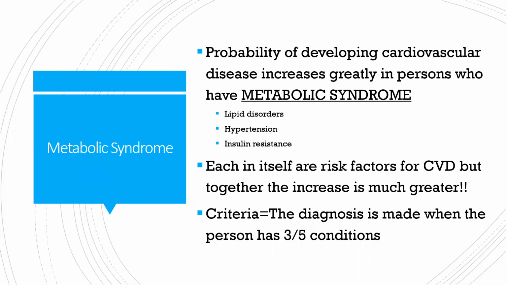So the probability of developing cardiovascular disease increases greatly in people who have metabolic syndrome. Each of these in itself are risk factors for cardiovascular disease, but when we add them together, the increase is much greater. So lipid disorders, hypertension, and resistance to insulin. The diagnosis is going to be made when someone has at least three conditions.